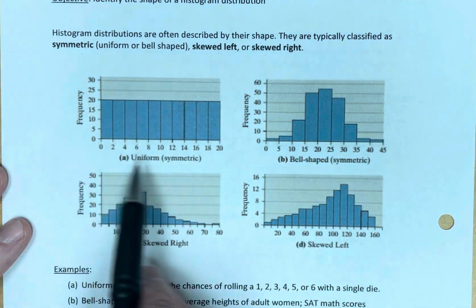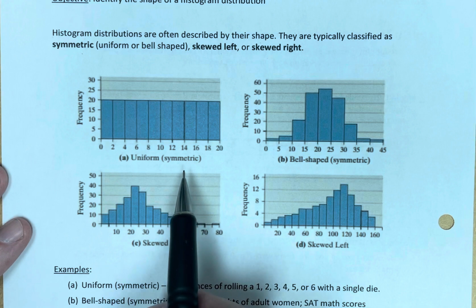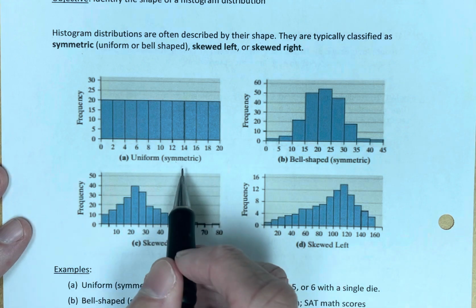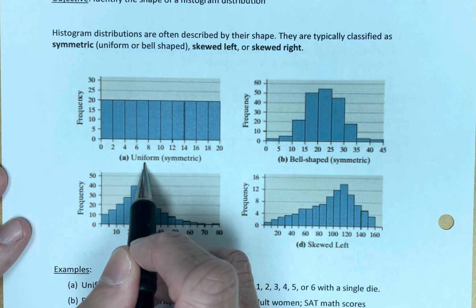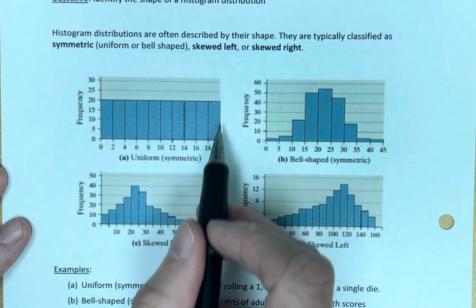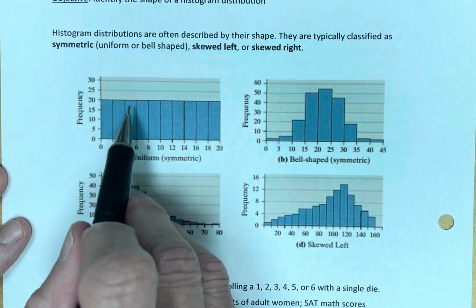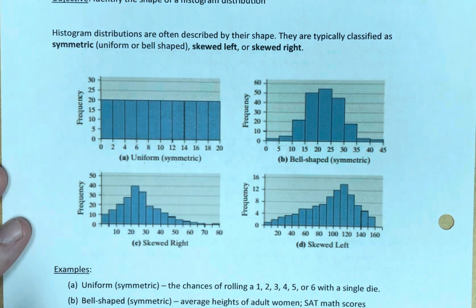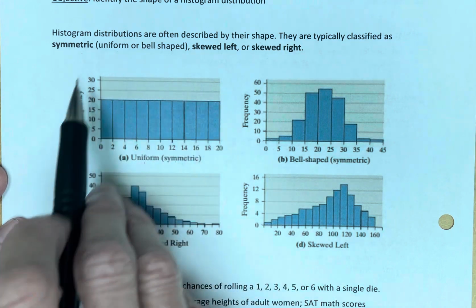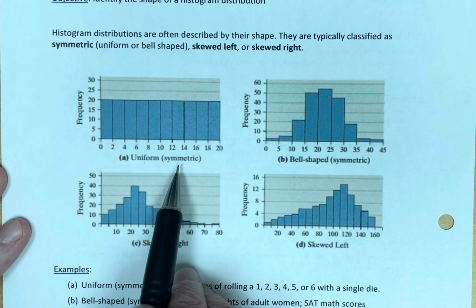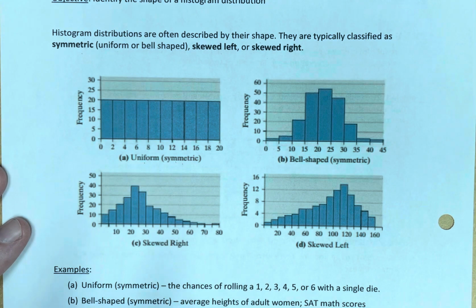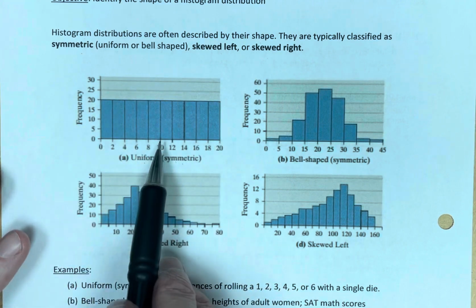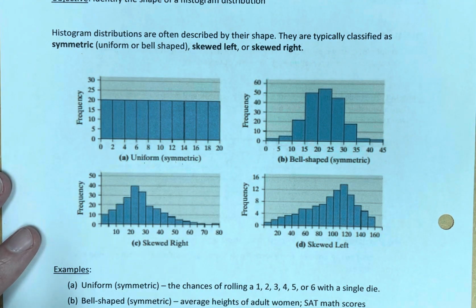Here is a uniform distribution that is symmetric. Here is a symmetric distribution that is uniform, okay? It basically graphs as almost a rectangle. Every possibility has the same frequency. We're not going to look at a whole lot of these, but that is one type of symmetric distribution, a uniform distribution. Again, we won't be dealing with a whole lot of these because most data is not uniform like this.